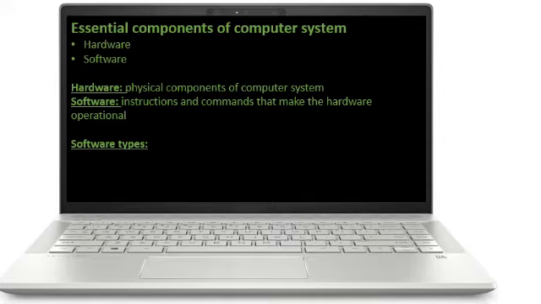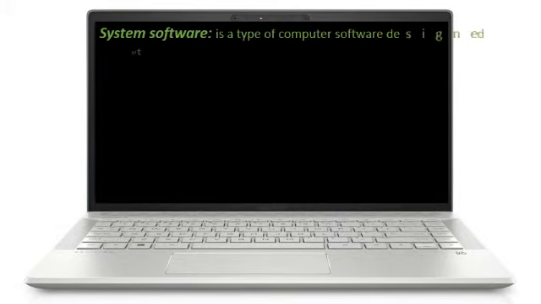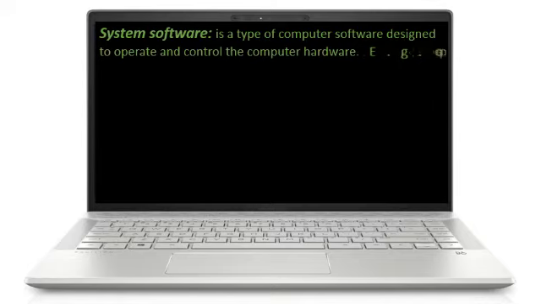Software types. Number 1, system software. Number 2, application software. And number 3, utility software. System software. It is a type of computer software designed to operate and control the computer hardware. For example, operating system and language translator.